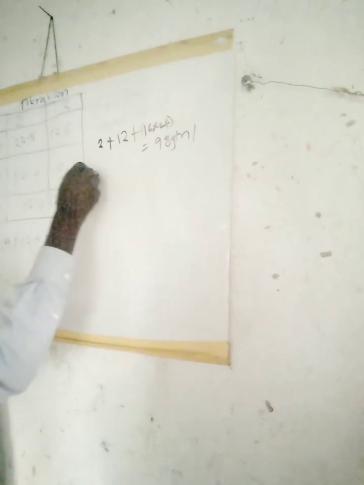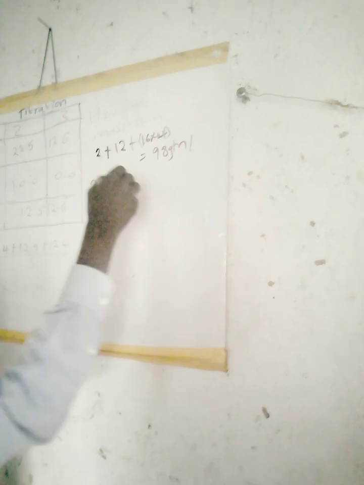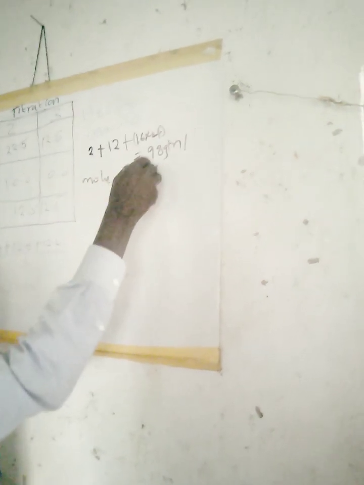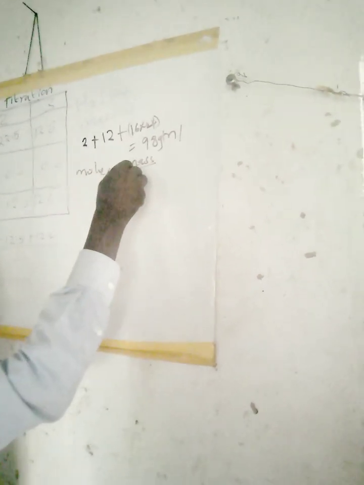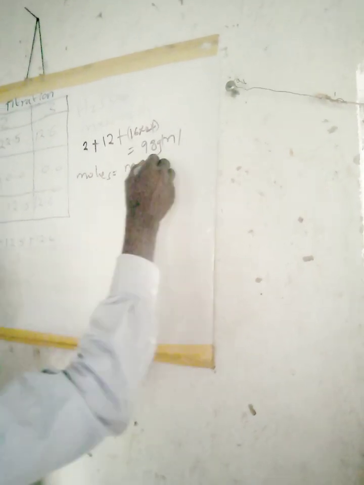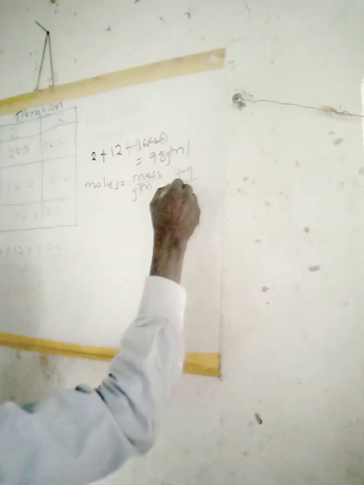Now I want to calculate the moles. The moles is mass over molar mass. So this will be 4.9 divided by 98. When you work this out, you are going to get 0.05.